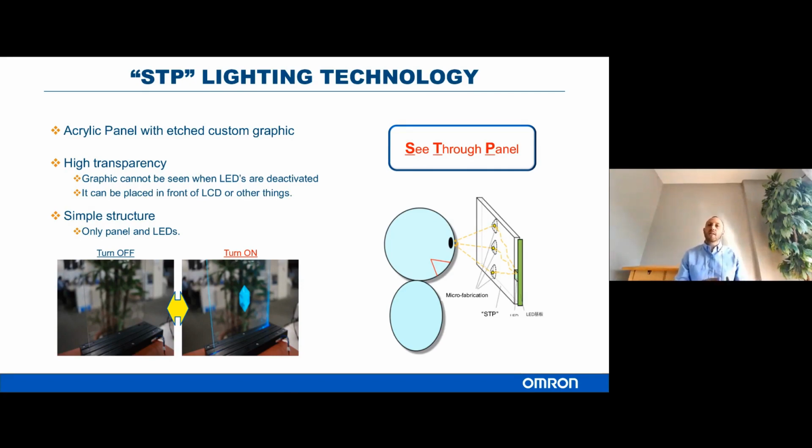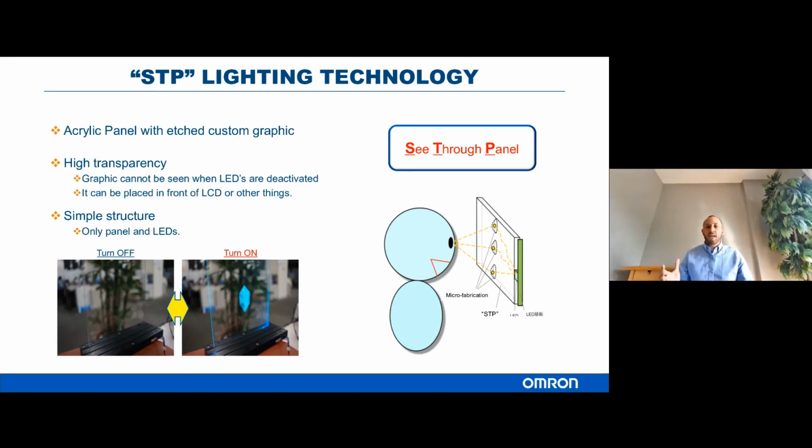What this see-through panel is, it's an acrylic panel that we can etch any custom graphic, logo, or image onto, whether it's a statement of Omron, or it could be an animal like a cheetah or a tiger. It literally could be any graphic or logo that you guys think of. So with that, we can etch this graphic into the acrylic panel.